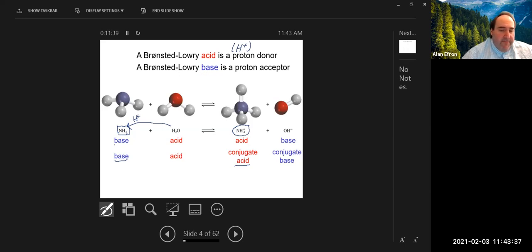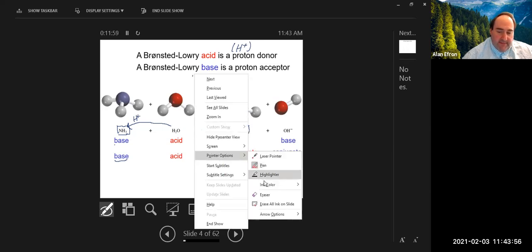Now, a Bronsted-Lowry base is a proton acceptor. So that is what we see here. I guess I should have talked about that definition first. So a Bronsted-Lowry base is a proton acceptor. Here the NH3 is accepting that H plus, making it the base. While in the case of water, because it is the one donating its H plus, it is an acid.